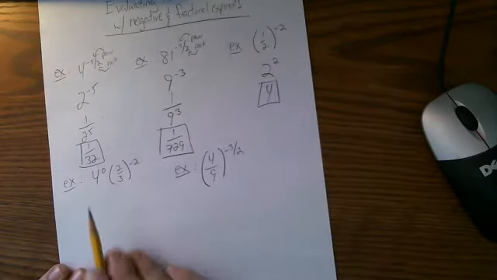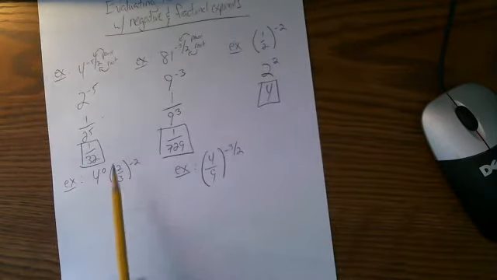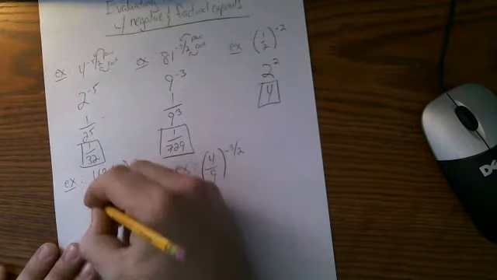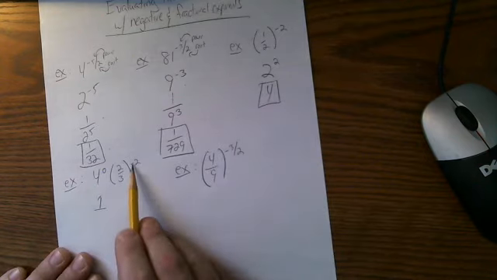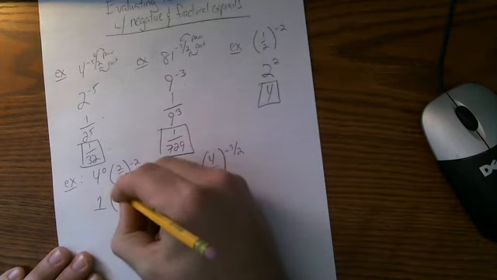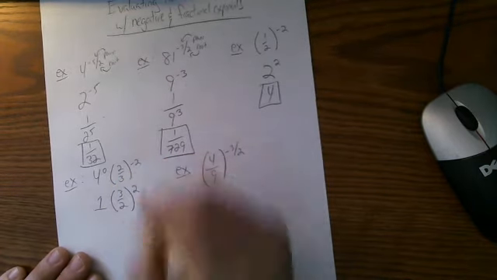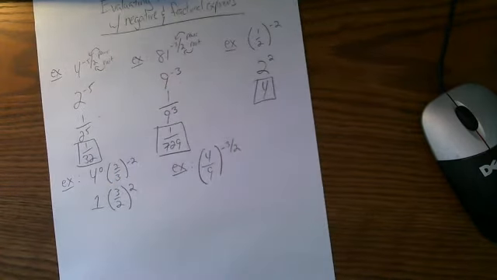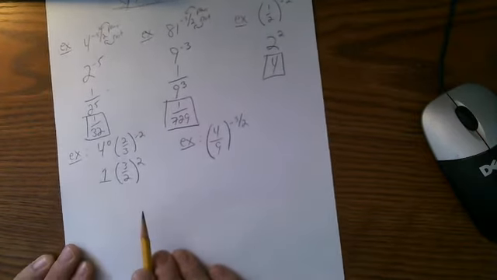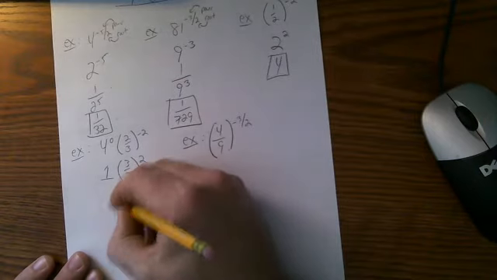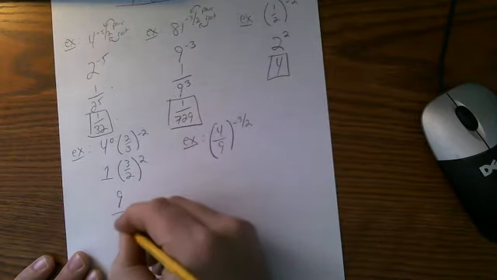Next example, we have 4 to the 0 power times 2/3 to the negative 2nd power. Well, 4 to the 0 is 1. Anything to the 0 power is 1. And the negative exponent says take the reciprocal. So let's do that. Take the reciprocal and then make the exponent the opposite sign. 1 times anything is itself, so I'm just going to leave that one alone. 3 squared is 9, and 2 squared is 4.